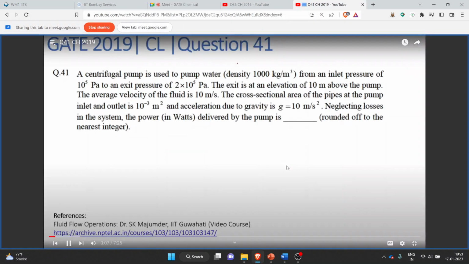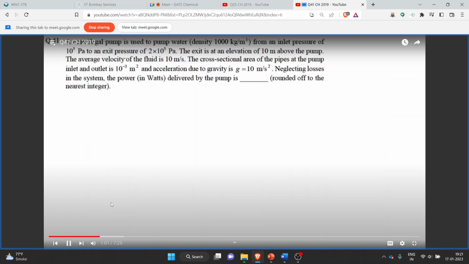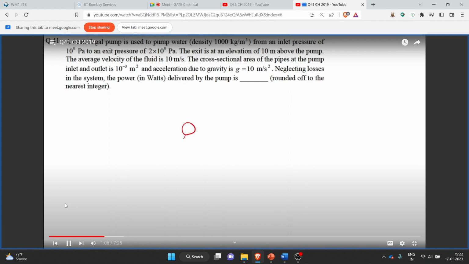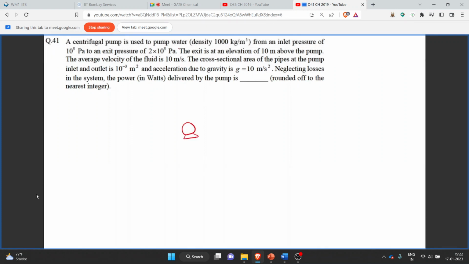We are solving 2019 chemical engineering. So first of all, in this question, we have been given a centrifugal pump, and it is used to pump water with density of 1000 kg per meter cube from an inlet pressure of 10 raised to 5 Pascal to an exit pressure of 2 into 10 raised to 5 Pascal, and the exit is at elevation of 10 meter above the pump.